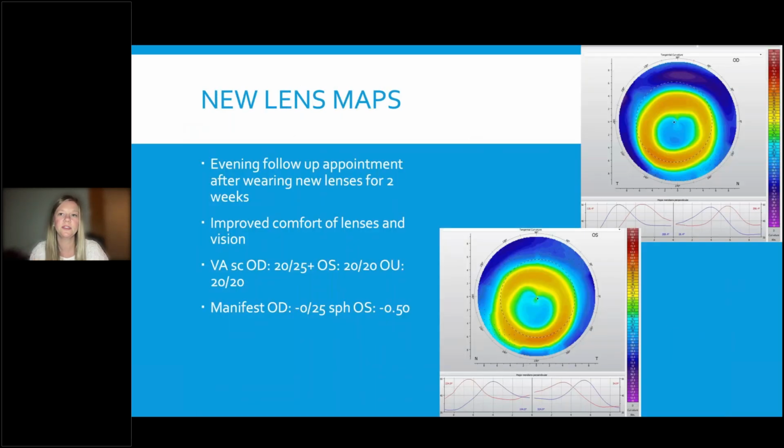So new lens maps, you can see that we still have really great centration, but what we're seeing is more treatment in a wider treatment zone, okay? I'm still within the pupil to get a little bit more myopia management still, especially as she goes off to college, but it is a little bit wider, okay? So with this, the patient was happy. She had a lot better comfort. She had a lot better vision. She was 20/20-ish, okay? Or 20 happy, as we like to say.